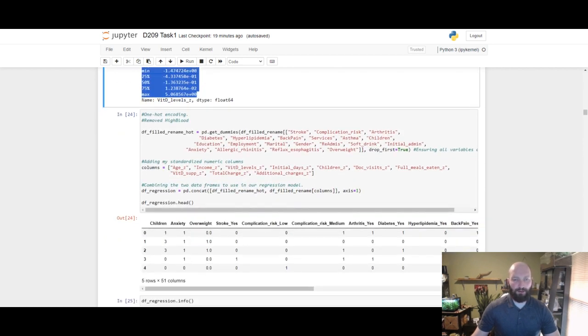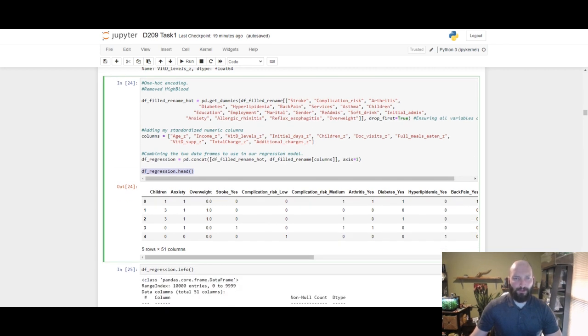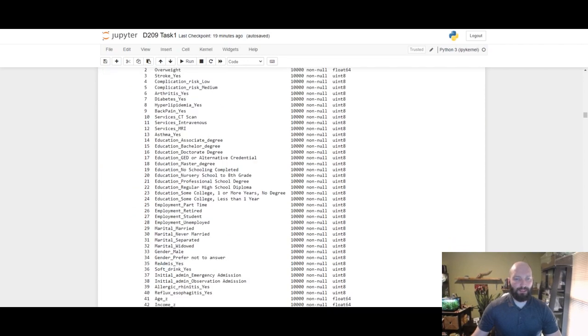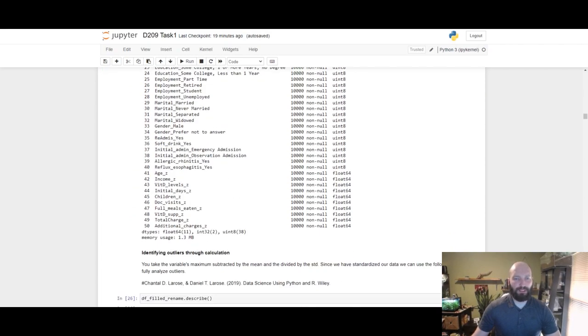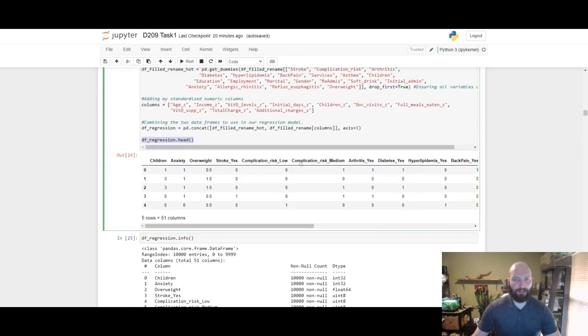And here's our one-hot encoding, so it's just taking the categorical variables and splitting them out like we discussed earlier, and then taking our numeric columns and adding them together. So we create one new data frame where it has all of this together. And then we're just taking a look at it, seeing what it looks like now, making sure everything is being split up.